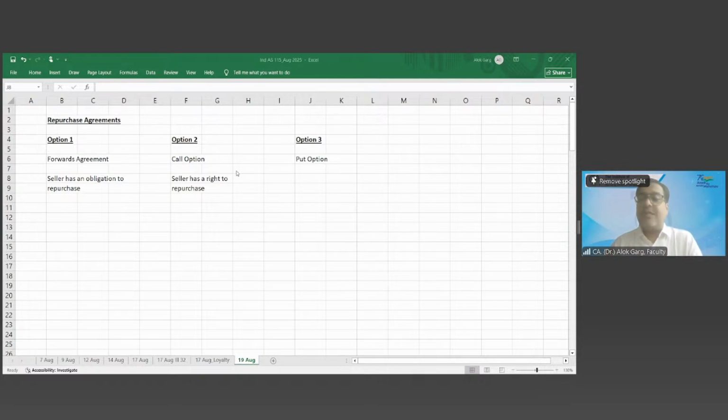So in put option, like in forward agreement, the seller has an obligation to purchase. In call option, seller has a right to purchase. Meaning if the seller wishes, he will purchase, otherwise not, right? So seller has a right.